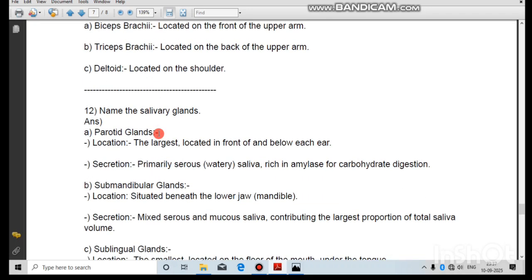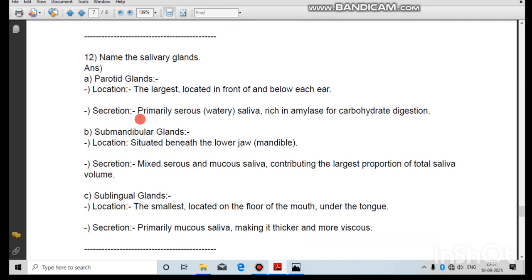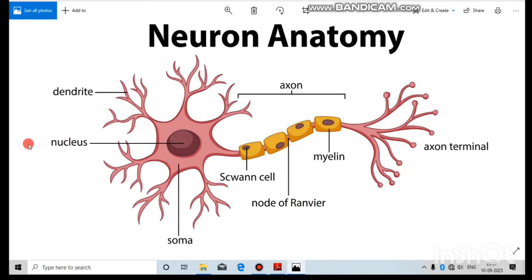Okay, the next question, name the salivary glands. This is very much important for you. Here we have got 3 major types of salivary glands, although we have other salivary glands also. Here we have got the image of it.